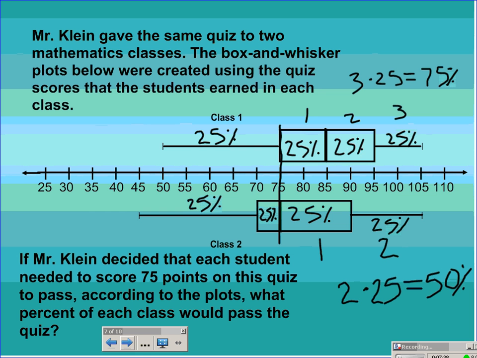A common misconception of this problem: just because one box and whisker plot is bigger than others doesn't mean the percentage is bigger. Also, just because 75 is right in the middle of the plot, people might think it's 50% other than 75%. Even though the section is small, it still represents 25% of the data.